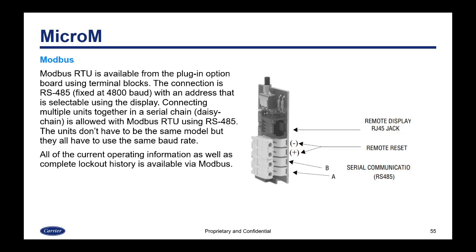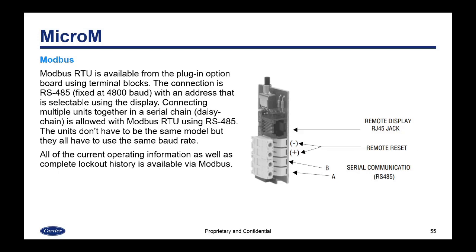So you can connect multiple units together, daisy chain, which is the way you would connect multiple units with Modbus RTU. And the units don't even have to be the same model. You can connect a MicroM to a flame monitor as long as they all use the same baud rate. And all the current operating information as well as the lockout history is available via Modbus.